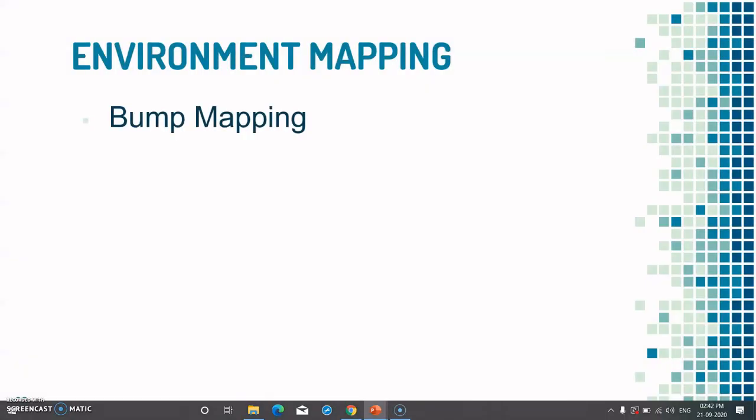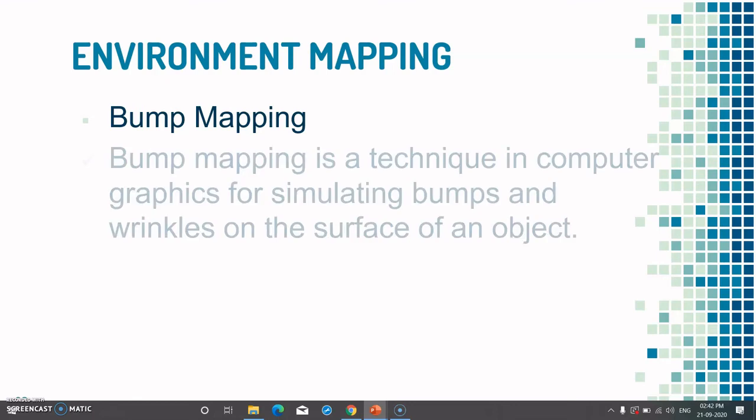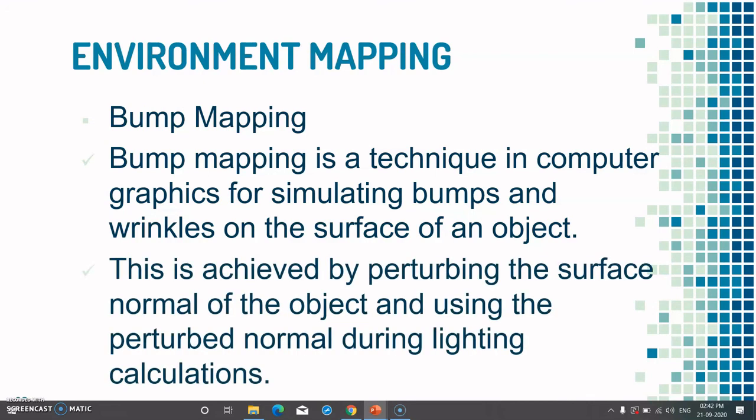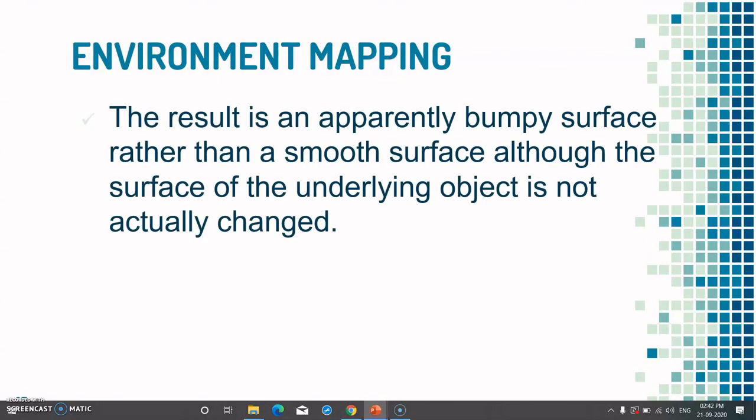Now, the next mapping is bump mapping. Bump mapping is a technique in computer graphics for simulating bumps and wrinkles on the surface of an object. This is achieved by perturbing the surface normal of the object and using the perturbed normal during lighting calculations. The result is an apparently bumpy surface rather than a smooth surface, although the surface of the underlying object is not actually changed. Instead of a smooth surface, we are apparently providing a bumpy surface there.